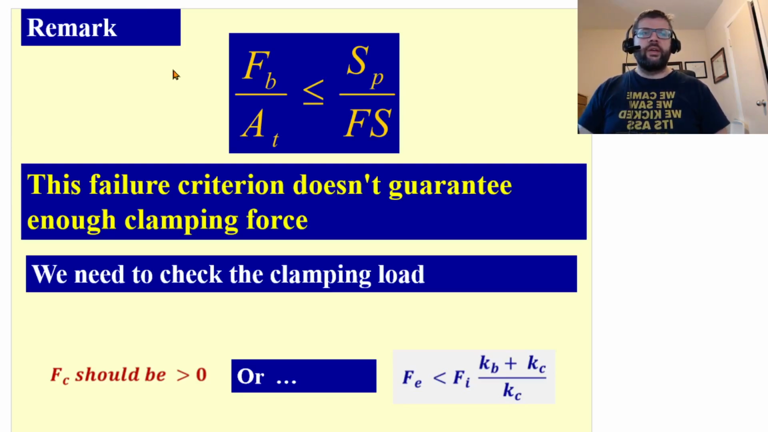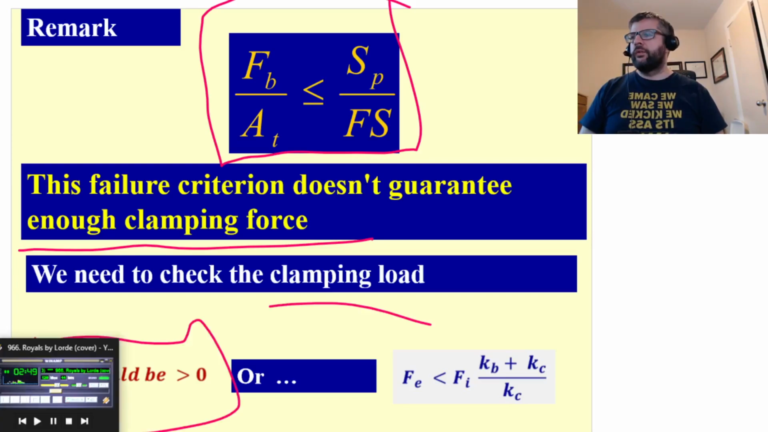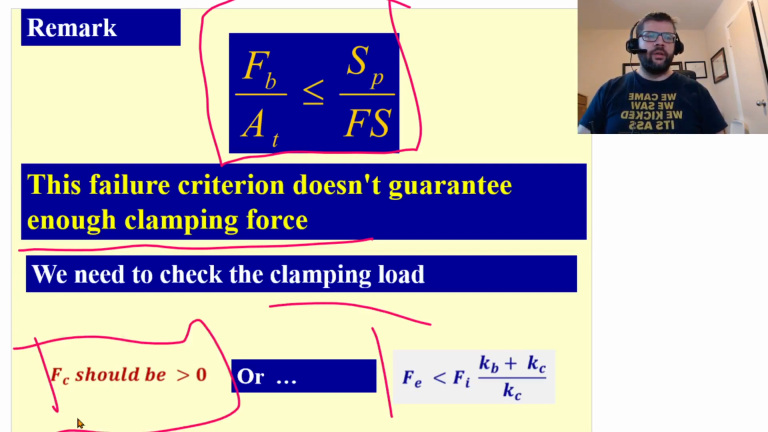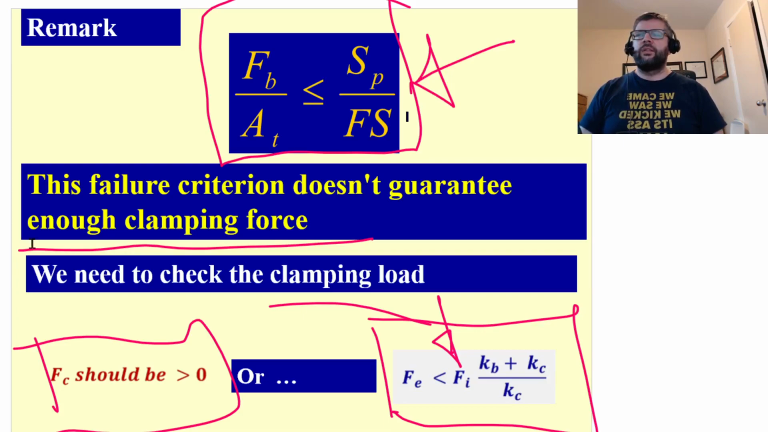So, that having been said, this failure criteria does not guarantee that we have enough clamping force. So we also need to check that everything's being clamped. So FC needs to be greater than 0. Therefore, FE needs to be less than FI times KB plus KC divided by KC. So as long as that is met and this is met, then we're not seeing failure in the bolt and we're not seeing opening of the joint.